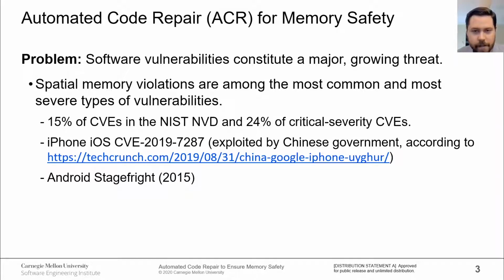In 2019, a memory vulnerability was discovered in the iPhone iOS. It allowed an attacker to remotely take control of the phone when the user visited a malicious website. This vulnerability was exploited by the Chinese government, according to TechCrunch. A similar vulnerability was found in the Android Stagefright library in 2015. It allowed an attacker to remotely take control of a phone by sending a vulnerable phone a specially crafted MMS message.